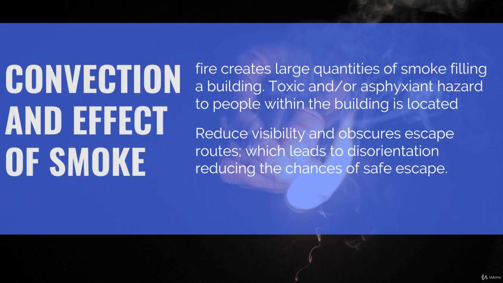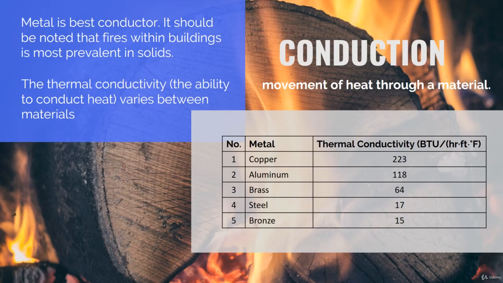There is a direct link between convection and the effect of smoke. Although it's important to restrict the spread of fire within a building, it's equally important to consider the speed of spread and the effect of the smoke created by the fire as it burns. As a fire develops, it will create large quantities of smoke, which will usually spread ahead, filling a building. The effect of this is to present a toxic and asphyxiant hazard to people within the building. Smoke also reduces visibility and obscures escape routes, and it can lead to or increase panic, which in turn leads to disorientation, reducing the chances of escaping safely.